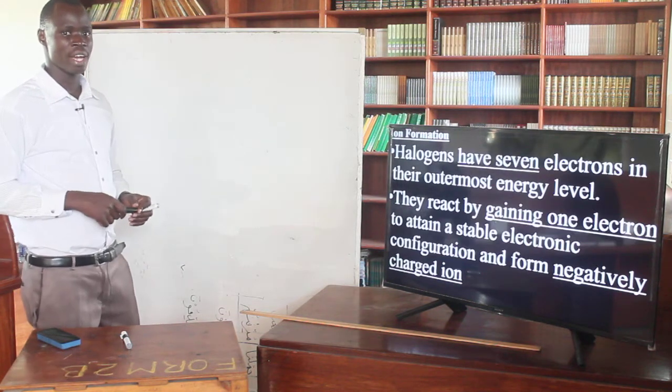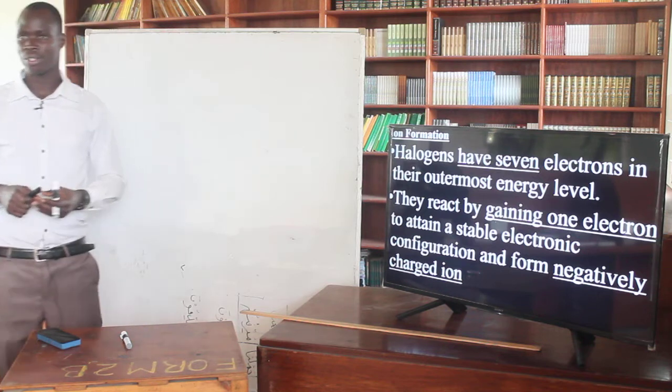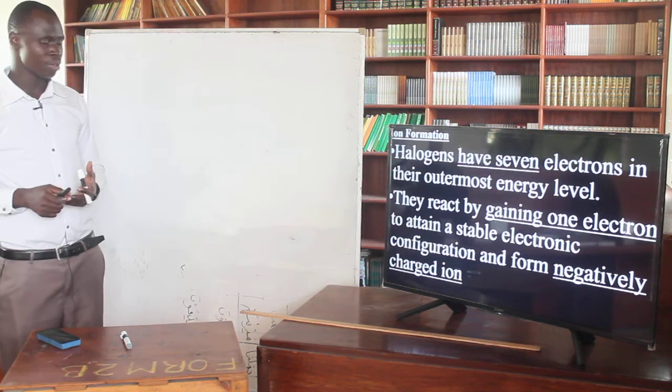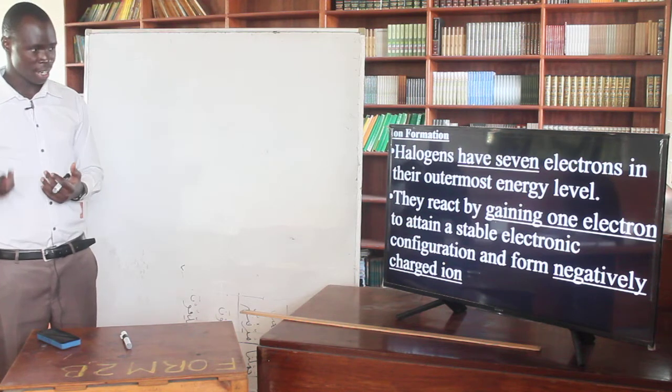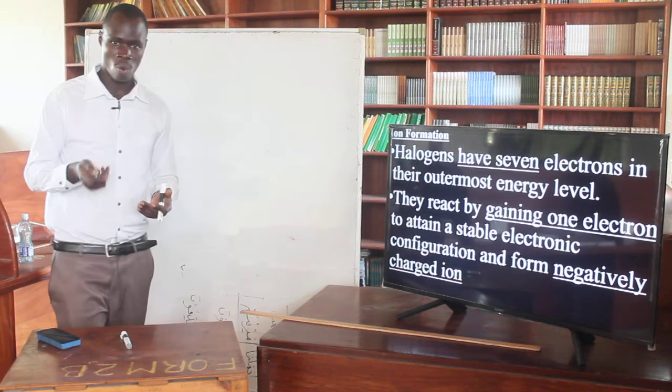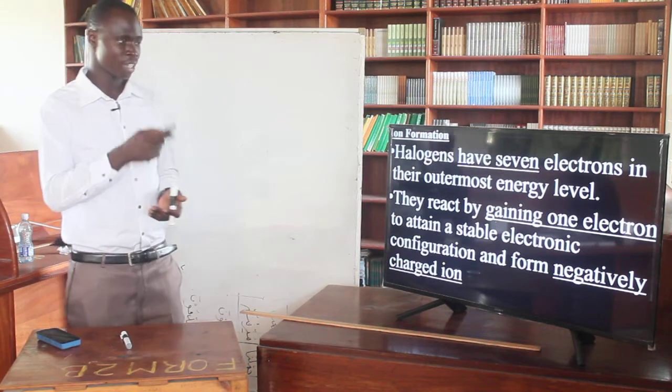So, ion formation. How do they form ions? Halogens form ions by gaining an electron in order for them to acquire a noble gas electron configuration.